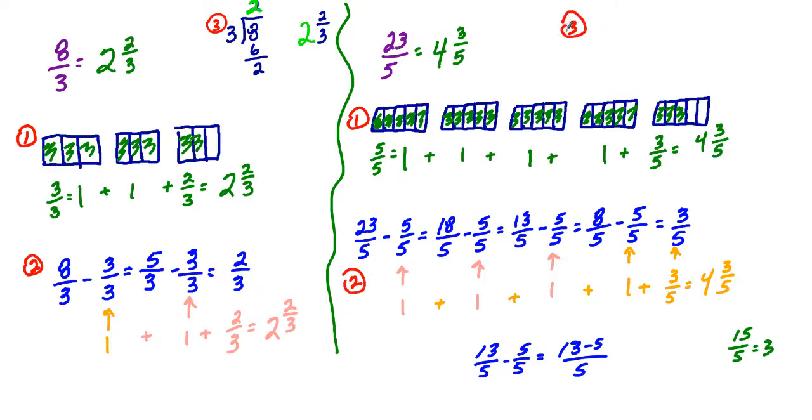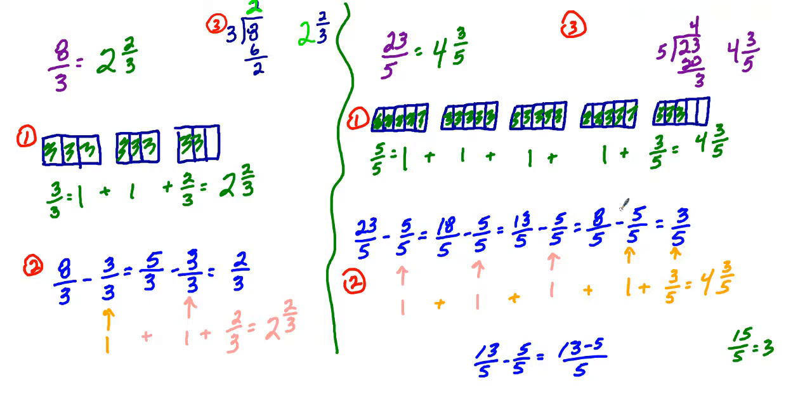Now comes the third method, do the division. I'm going to do my 23 divided by 5, except that I'm going to show it as a long division problem. 5 goes into 23 4 times. There's my whole number 4. That's 20. 3 left over. There again is my whole number 4 and my 3 fifths. And my third method confirms it as well.